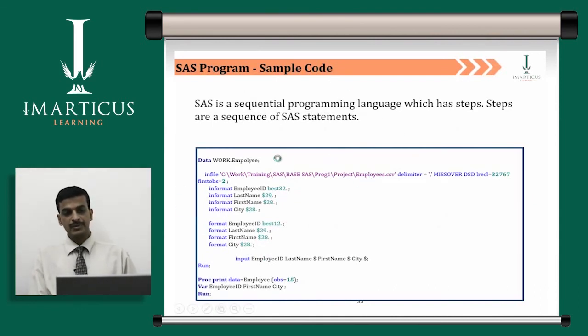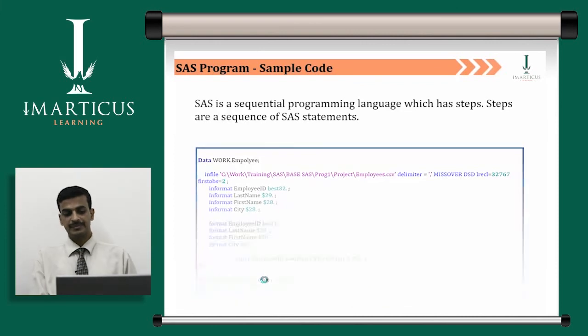This is a sample SAS code. SAS is a sequential programming language which has steps. Steps are sequences of SAS statements. As I discussed with you earlier, a SAS program is defined as a collection of steps, and in each SAS step you will see several statements which are terminated by a semicolon. In this particular program I have two major steps. There is a data step which is reading some source and creating a data set, and there is a proc step which is simply printing the data in the output window.